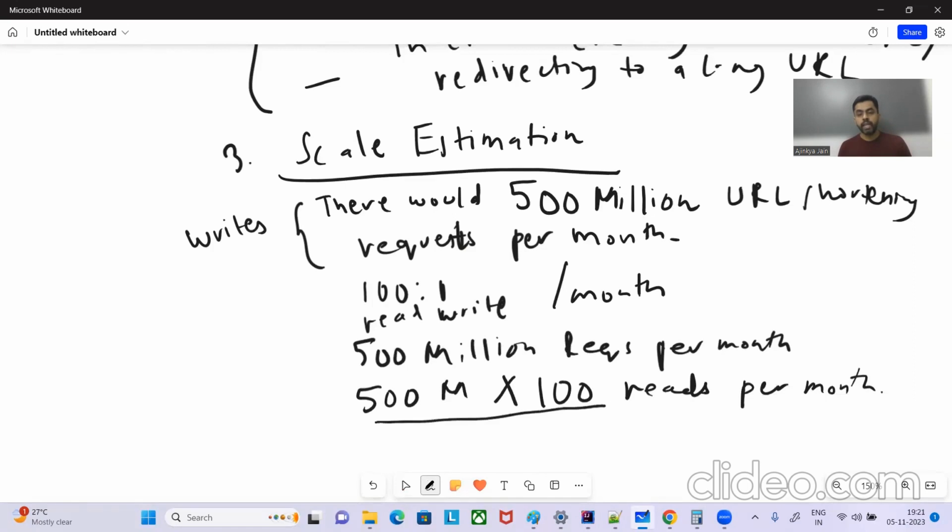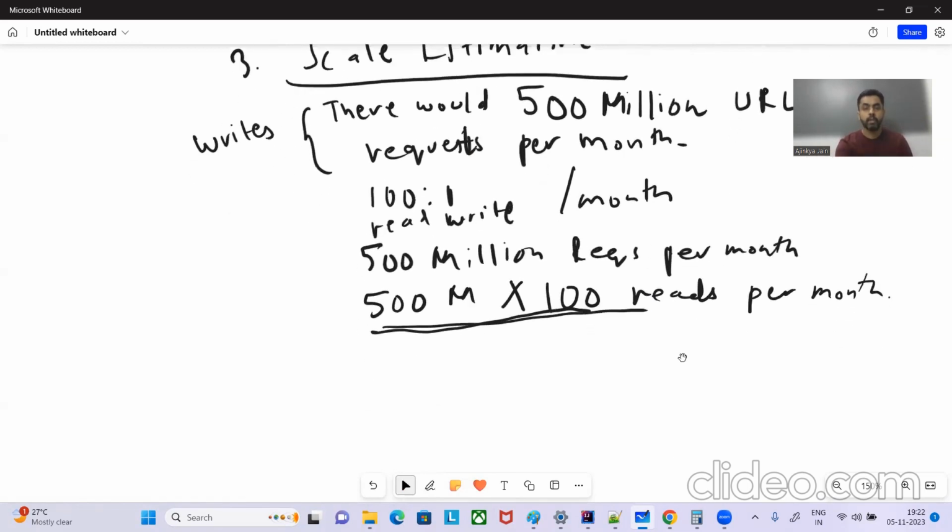So when we say reads, there will be users providing these many requests. Millions of users would be providing these many short URLs to be redirected to the original long URLs, right? So these would be the estimates which are given by the interviewer, right?